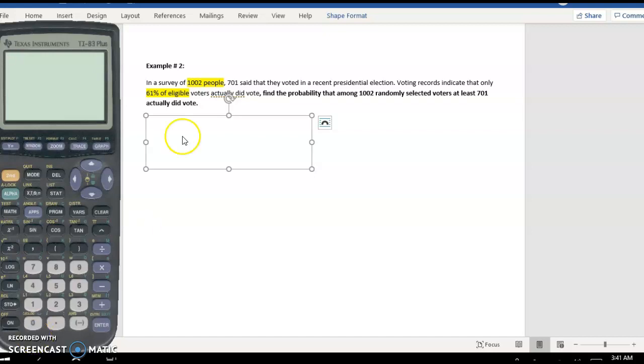Hello class, let's take a look at example 2. Example 2 deals with, in this scenario, actual voters. What we technically have here is a binomial problem, and the main idea is that this is binomial because they're either going to vote or not.